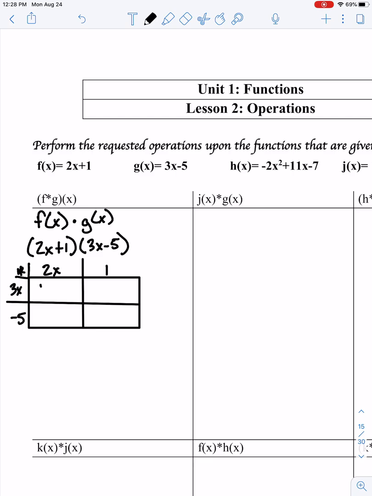So 2 times 3 is 6. X times x is x squared. 1 times 3x is 3x. 2x times negative 5 is negative 10x. 1 times negative 5 is negative 5.